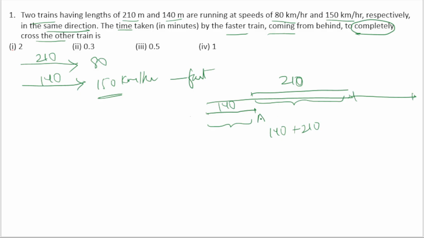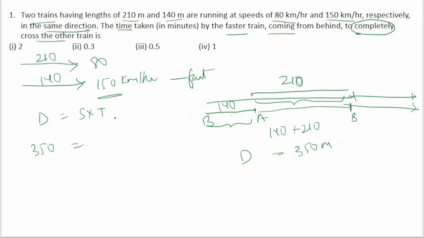For example, this is point A and this is point B. If the second train is traveling, it should completely cover 140 plus 210 meters. The total distance it should cover is 350 meters. So what is the formula here? Distance is equal to speed into time. The total distance covered is 350 meters.